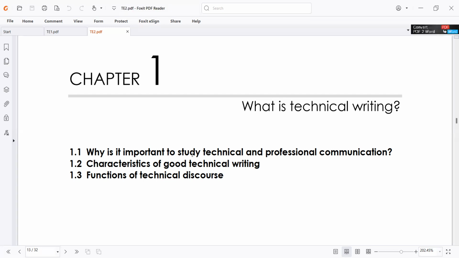Okay. What is required? Why is it important to study technical and professional communication? Characteristics of good technical writing, functions of technical discourse. But let's first agree on the definition.